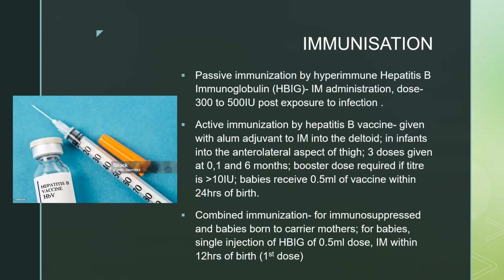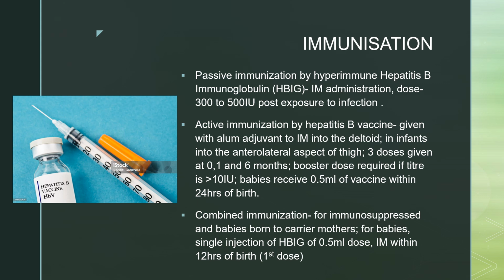What is the immunization available for hepatitis B? We have three sorts of immunization. One is the passive immunization, the active immunization, and the combined immunization. The passive immunization is by the hyperimmune hepatitis B immunoglobulin, that is HBIG. We give it by intramuscular administration, and the dose that we provide is 300 to 500 international units. And this is given post exposure to the infection.